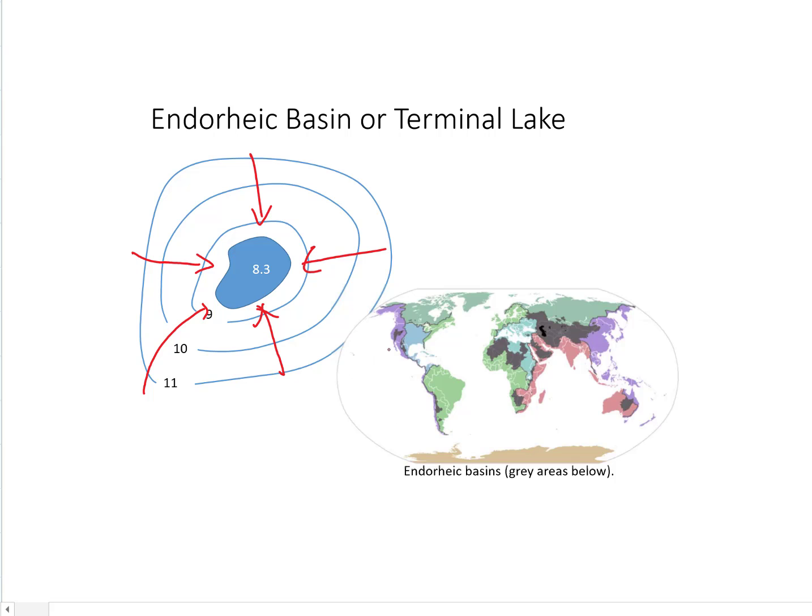This map shows some locations of endorheic basins. In the US, there are quite a few of these types of basins out west in the Great Basin area around Nevada. And you can see worldwide there are a variety of other places.